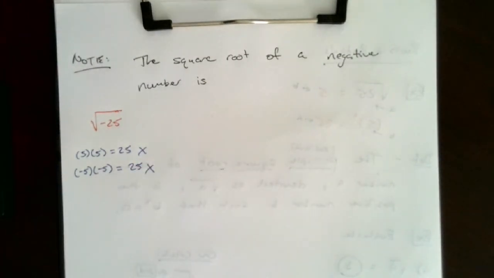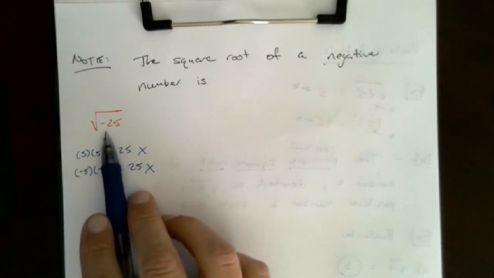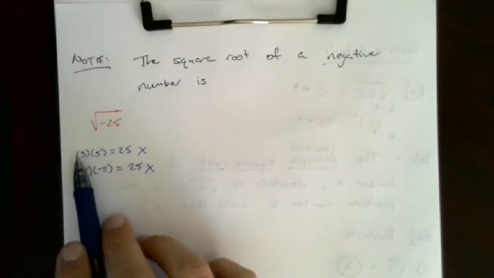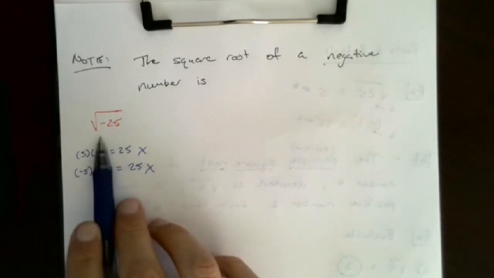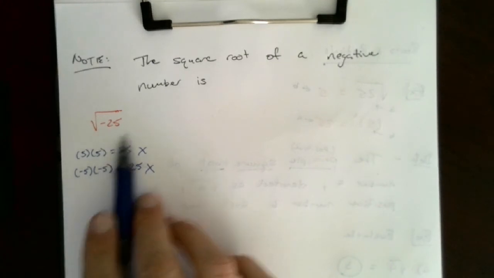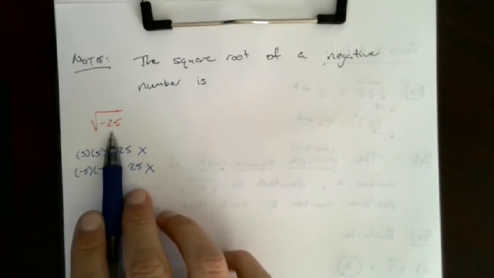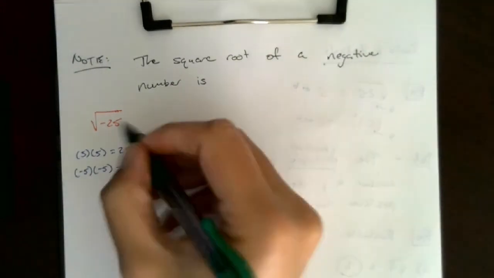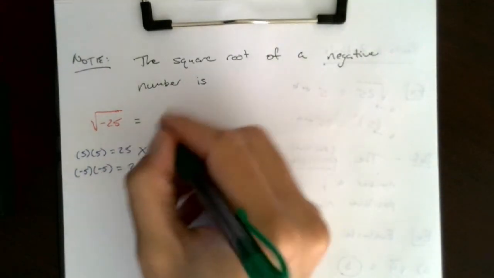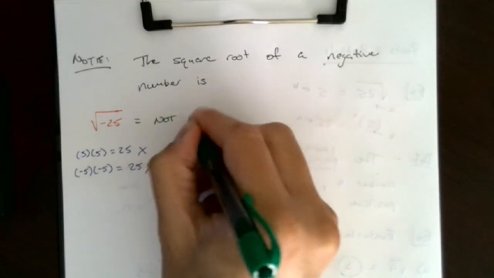And the truth of it is that we don't have any real numbers that can multiply times themselves to give you a negative, right? Because a positive times a positive will be positive, a negative times a negative will be a positive. So there's no real number times itself that will give us this. Later on we'll talk about what we call imaginary numbers, but for right now, we can't find a number that does this, so we say that this is just not a real number.